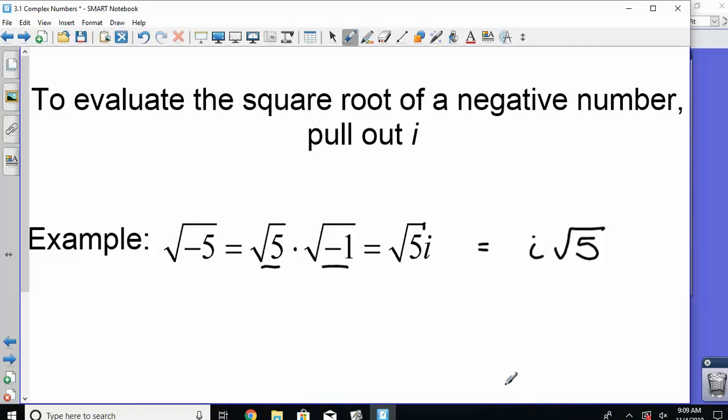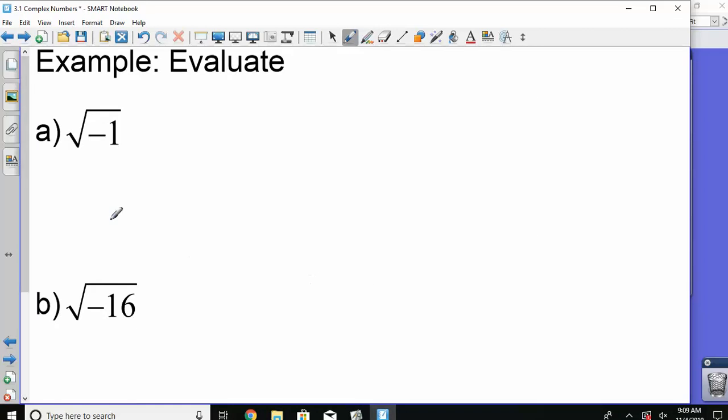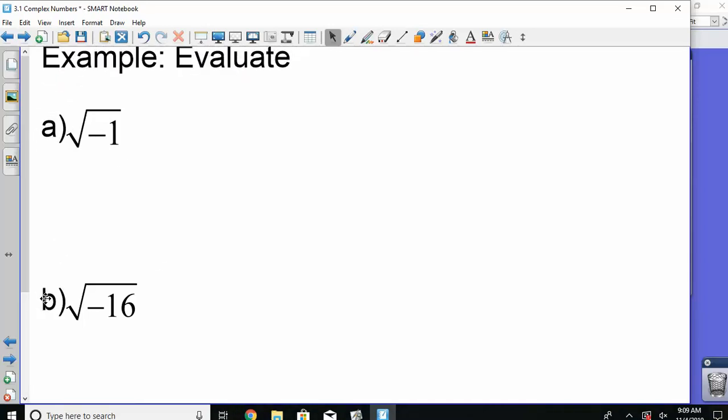So far, so good? I'm going to put a few up here, and I want you guys to try to reduce them as much as you can. So I want you to do square root of negative 1. The square root of negative 16. And let's do... Okay, reduce each of those for me.